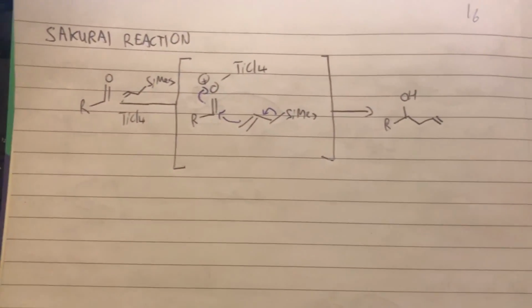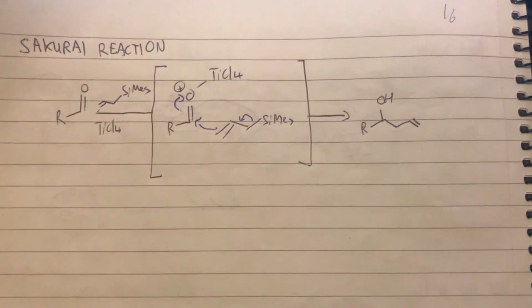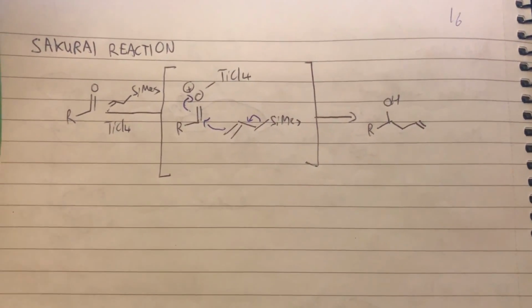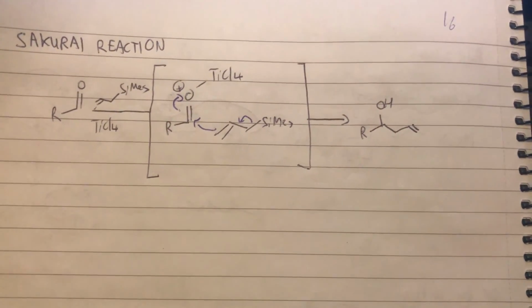But that's it for the silicon chemistry. Up next we're going to look at protecting groups and how they can obviously shield certain groups like nitrogen and oxygen in reactions.